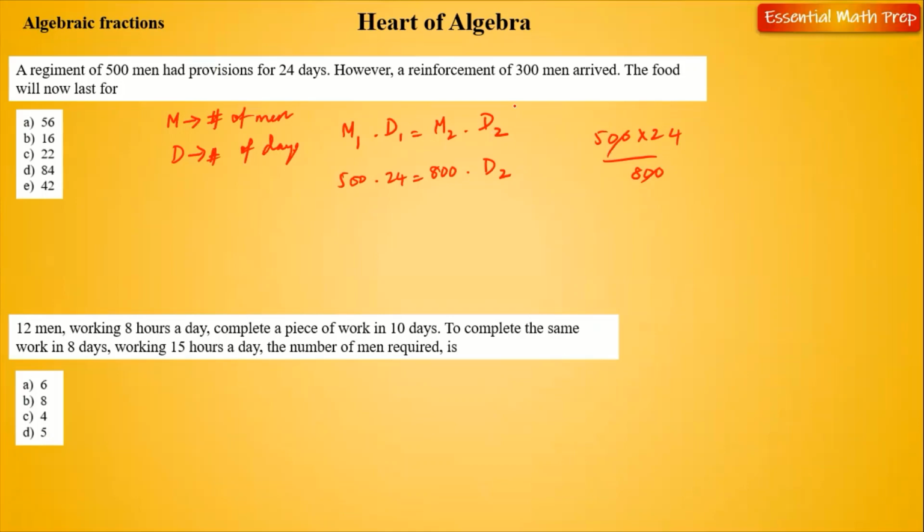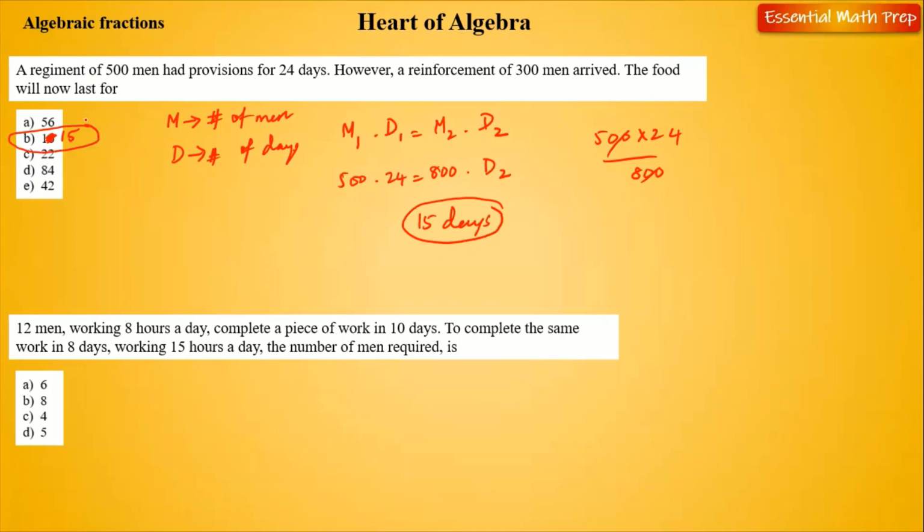Yes, I must have made a calculation mistake when I entered the choices. So it will be 500 times 24 divided by 800. It's 15. So I guess we can change the 16 to a 15. So it'll take 15 days before the food would be out. So the correct answer is B.